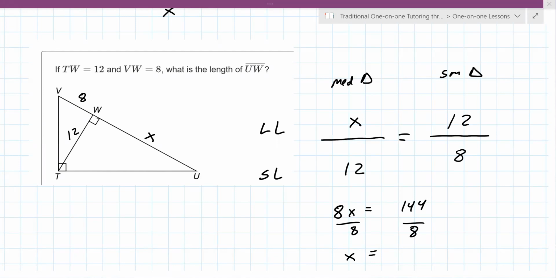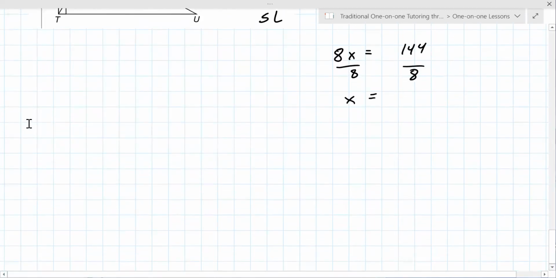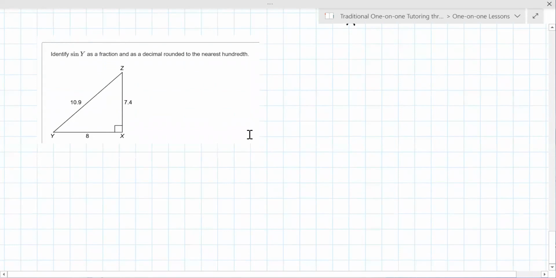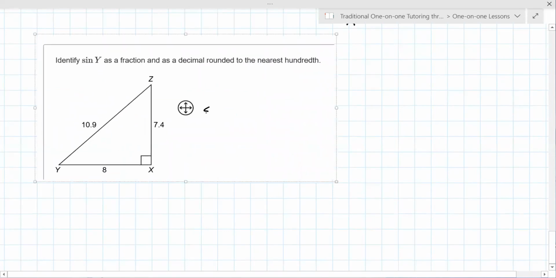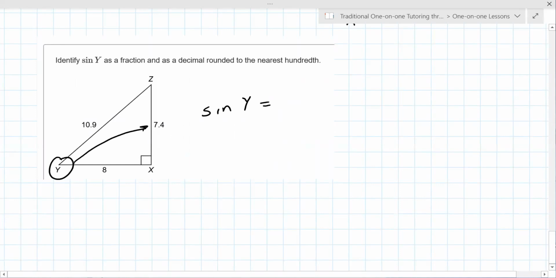I'm just doing these in the order they come in. I would have preferred to do some of them in a different order, but I think you're understanding quite well. So to identify sine y, here's y. Sine y is opposite over hypotenuse. So it's 7.4 over 10.9. And the more you see these, the more you just remember them.